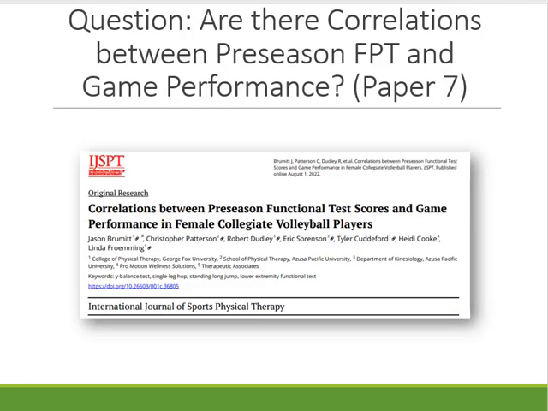And I also looked at correlations between these preseason functional performance tests and game performance. And that paper there, again, looked at like the standing long jump, the single leg hop, the lower extremity functional test, which is an agility drill test. And so we were looking, do those tests help coaches potentially recognize athletic capabilities?